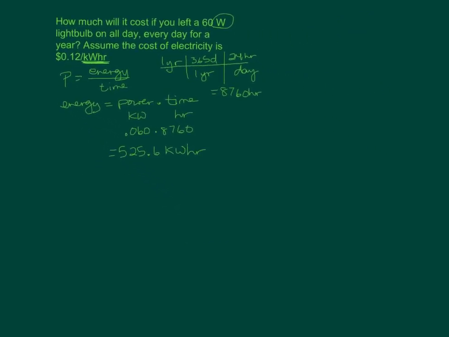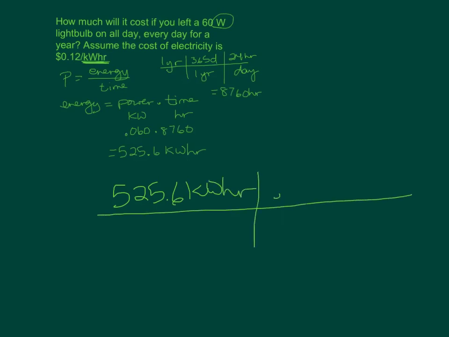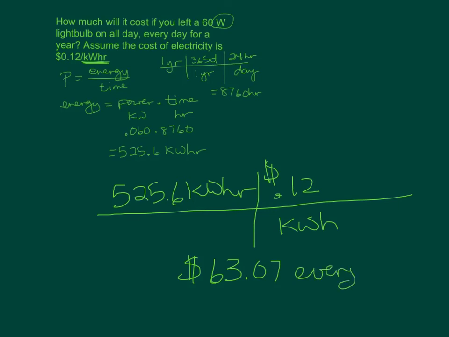Now let's find out how much that costs. We had 525.6 kilowatt hours, but we were being charged 12 cents per kilowatt hour. And so if we take that and multiply by 12 cents, that one light bulb is costing us $63.07 every year. And that's just one light bulb if you leave it on all the time.